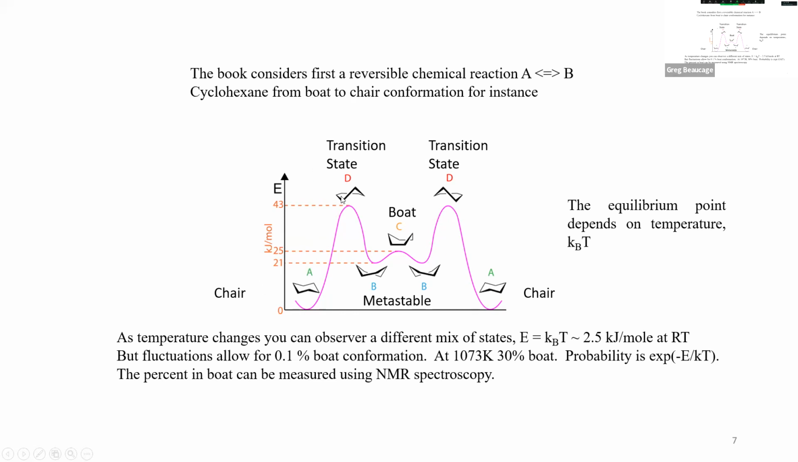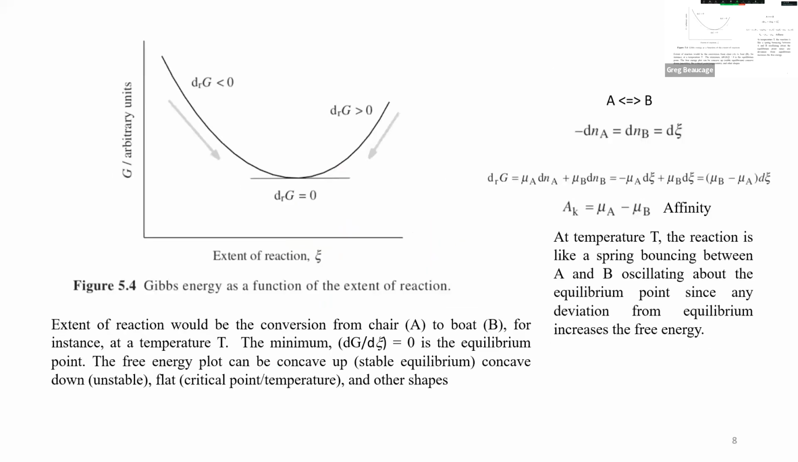So cyclohexane is a popular item for this kind of map, to look at energy diagrams and the idea of metastable and stable states and transition states.